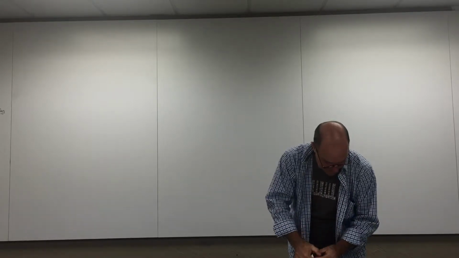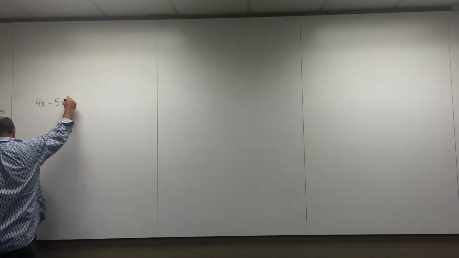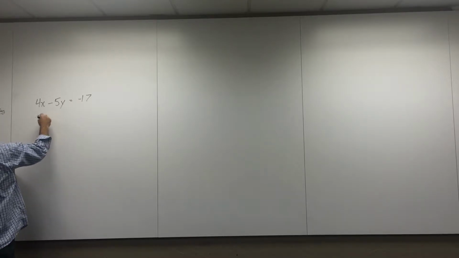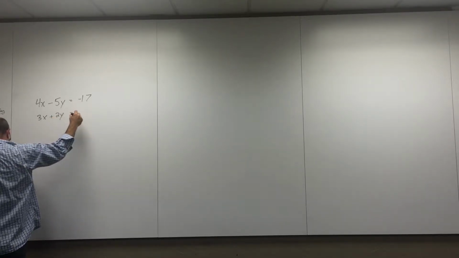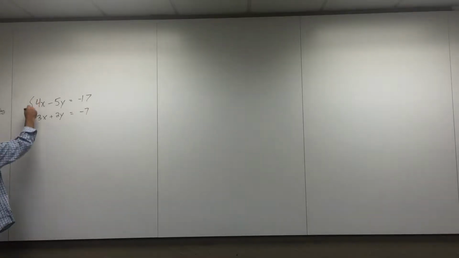So I'm going to grab one here. Like this. 4x minus 5y equals negative 17, and 3x plus 2y equals negative 7. And the question is, solve this system of equations. So this is kind of where we ended last class, so we can work on this a little more.